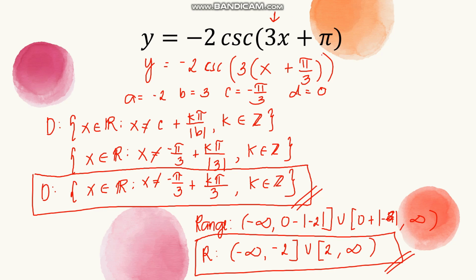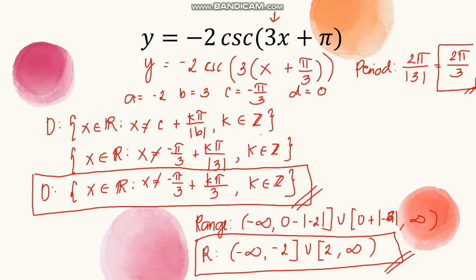For the period, that is just 2 pi over absolute value of b. And our b is 3. So let's write here absolute value of 3. Or if we simplify this, this is just 2 pi over 3. So that is the period of our function.